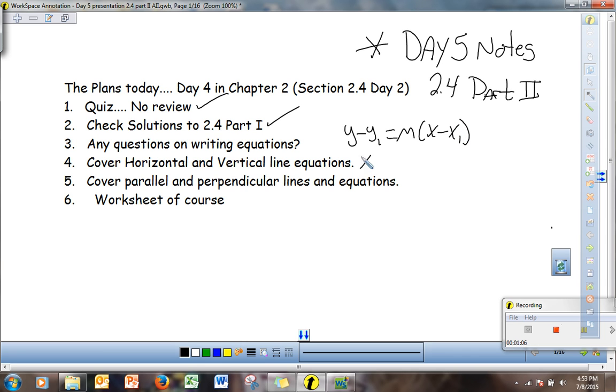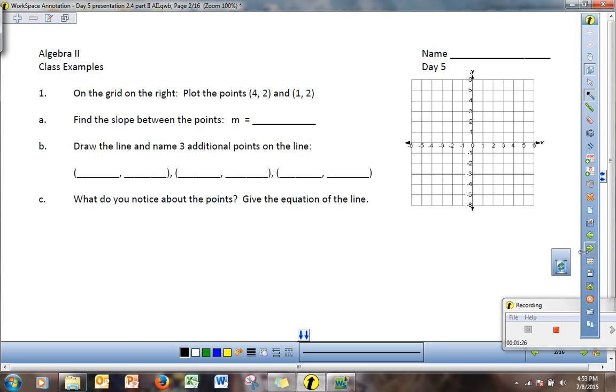But then I will cover in this video horizontal and vertical lines. They're really easy once you catch a couple of hints on them. And then I've got to cover with you parallel and perpendicular lines. And of course we'll end it with an assignment. So not a super hard day, especially if you understood last time. So let me jump right in here. You should have this first example right in front of you, so make sure you have that sheet in front of you. Hang with me, here we go.